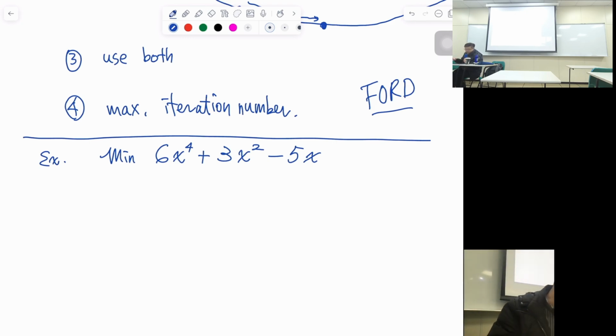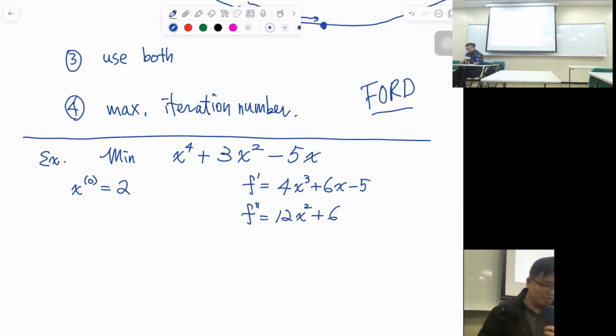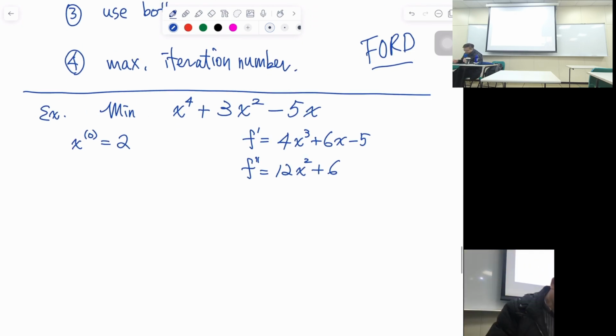So I don't know the solution. Let me have an initial guess. So x of 0 equals, let's say, 2. Okay, I have no idea. So my f prime equals 24x cubed plus 6x minus 5. F double prime equals, you know what, I don't like large numbers, so let's eliminate that. So 4, easier. 12x cubed plus 6, right? So you need those all the time.